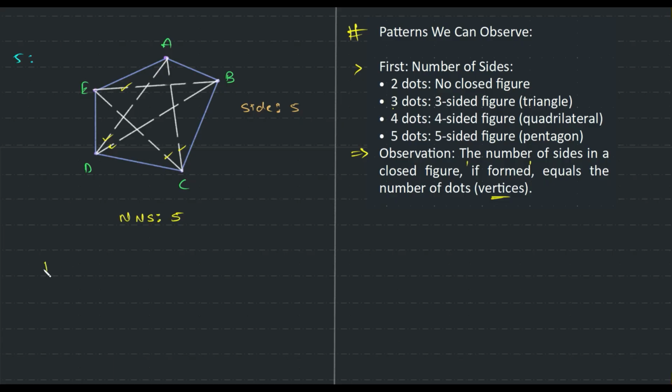Okay. So there are 5 vertices. All these terms will help you in the future. So I'm slowly introducing them. And they are A, B, C, D, and E.